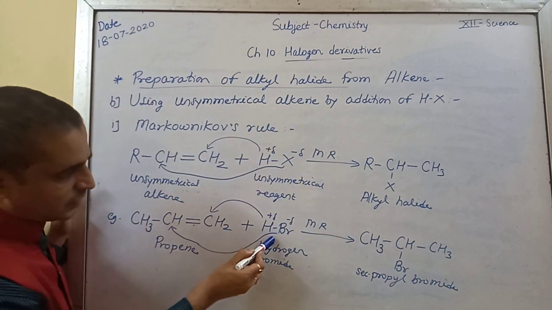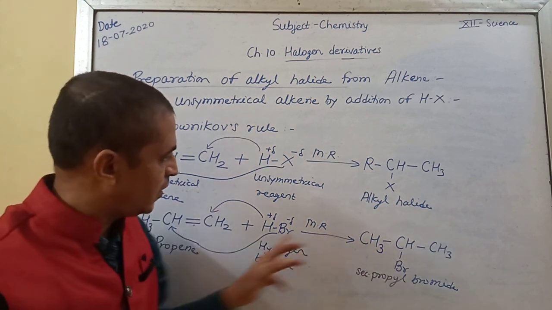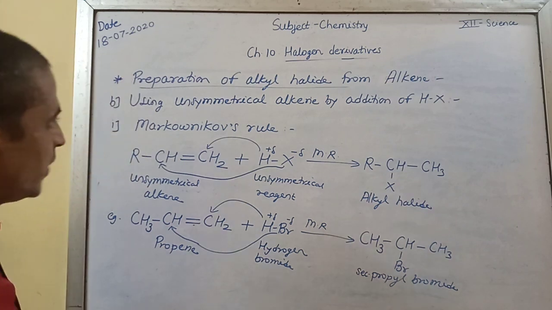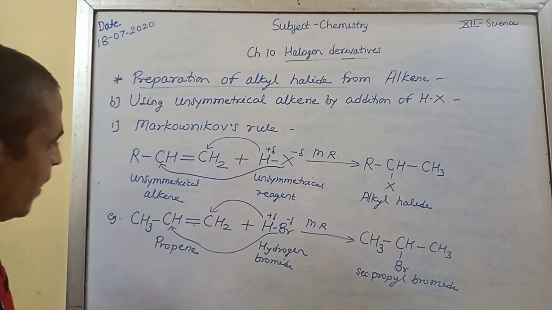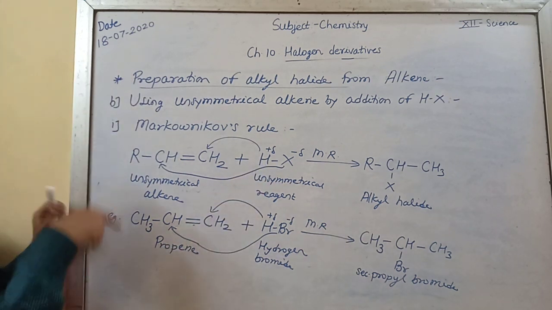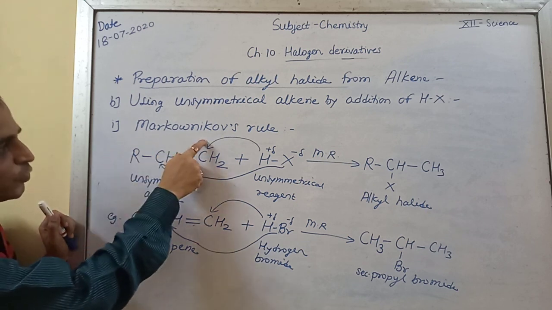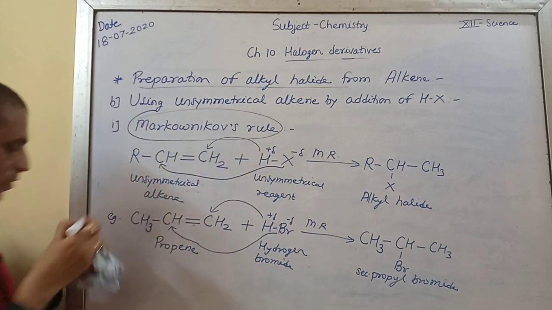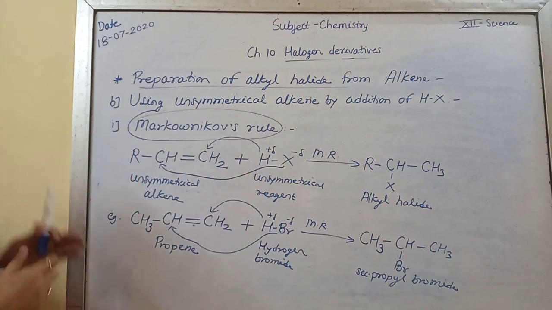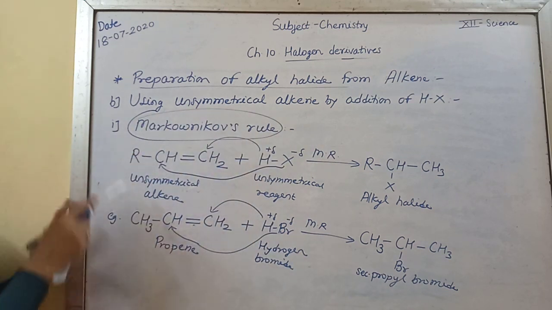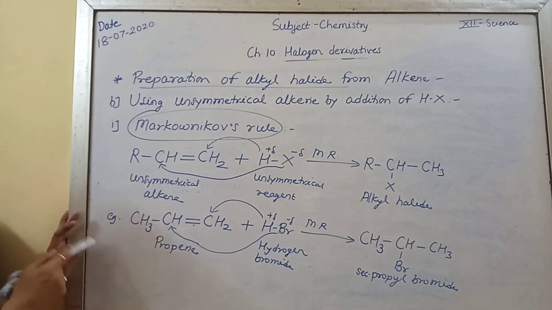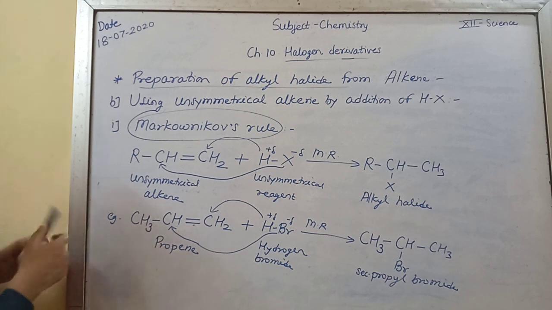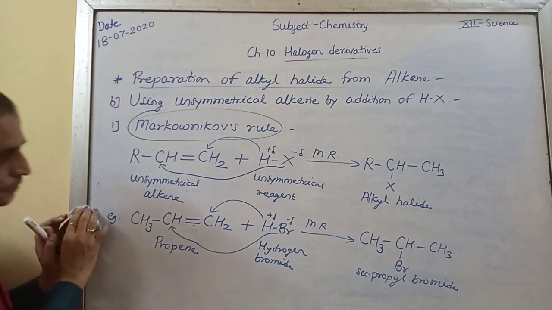If you take HCl, then here you get Cl. If you take HI, here you get I. So here HX means HBr, HCl and HI. I hope you understood this Markovnikov rule. It is very, very important. Remember this, go through this example and this general reaction again. Okay, we'll proceed to the next part, that is anti-Markovnikov rule.